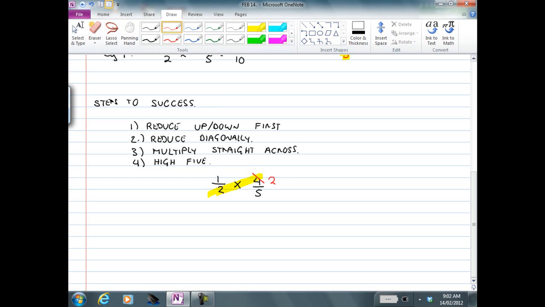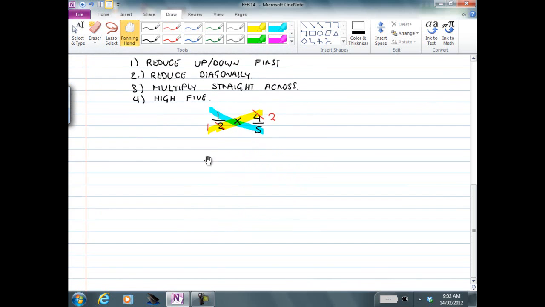Joey, I'm going to cross out this 2. What's 2 divided by 2, Joey? 1. Now, I'm going to look at the other diagonal. See, there's 2 diagonals you got to work with. 1 and 5. Dupree, can I reduce 1 and 5 in any way? No. So write down what you have right now.